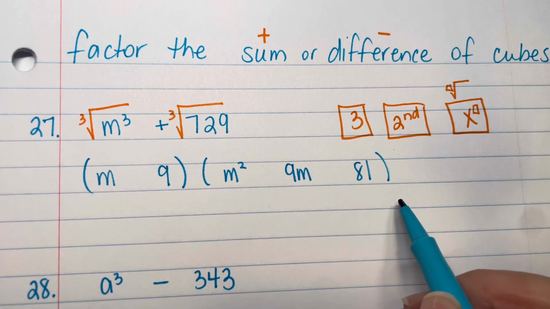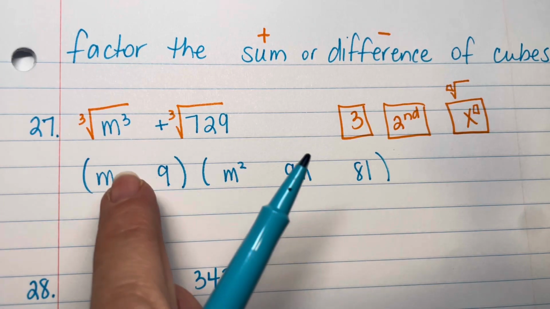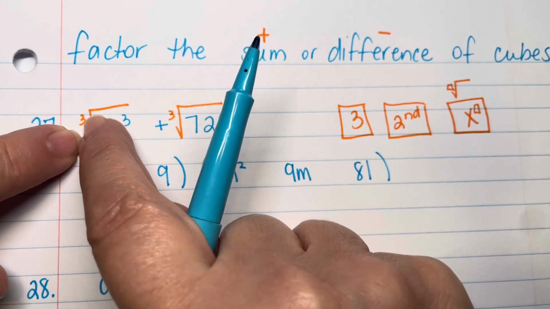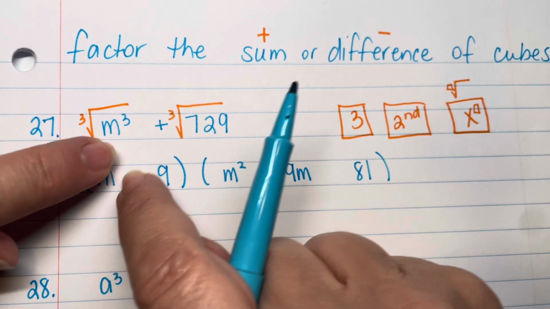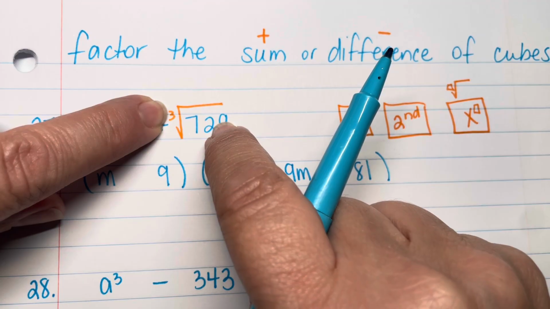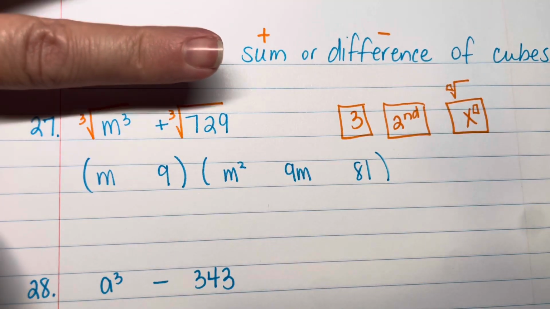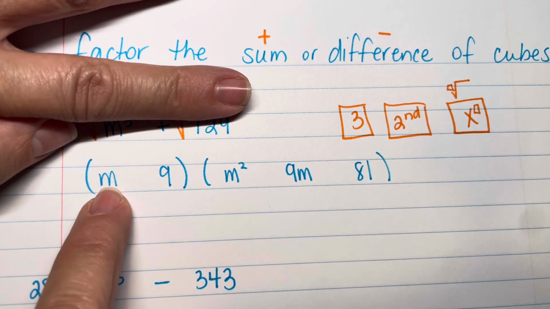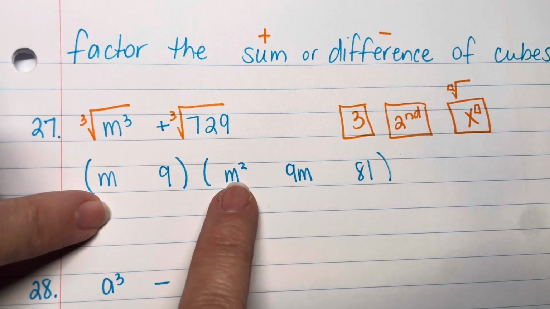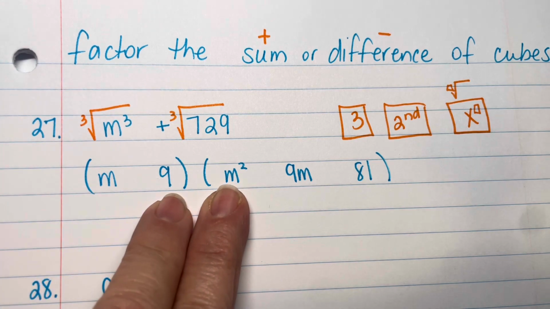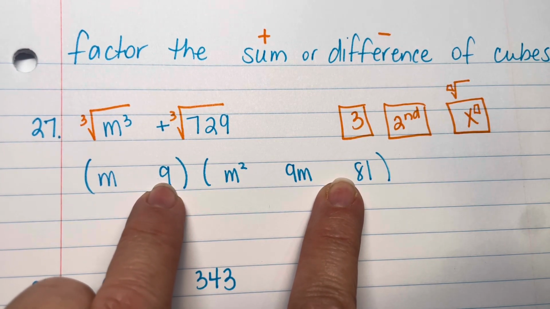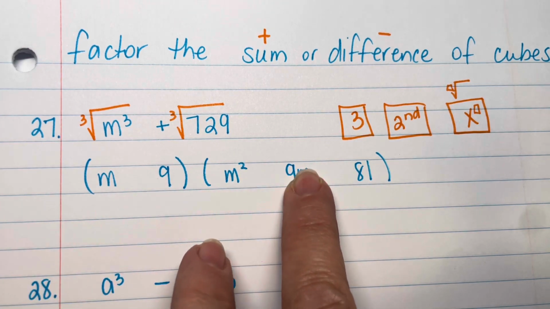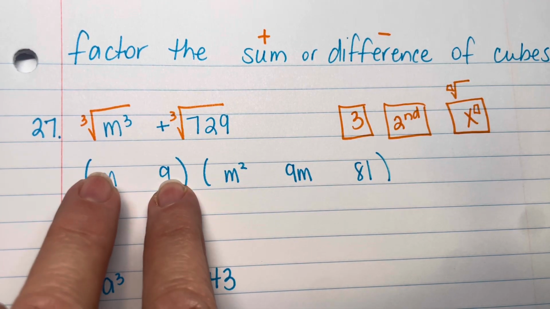So we're practically finished, but let's go over again how we got here. We took the cube root of m to the third to get the m. The cube root of 729 is 9. Now don't look at that anymore. Take the m and square it. M squared. To get the end, we're going to take the 9 and square it. 9 to the second is 81. To get the middle, we multiply 9 times m.